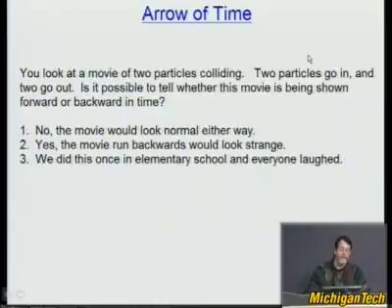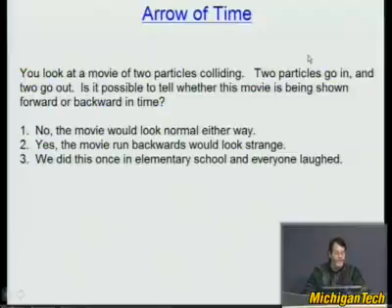Arrow of time. So let's start out with some concept questions, which I like. You look at a movie of two particles colliding. Probably not a blockbuster. The two particles go in and two particles go out. Is it possible to tell whether this movie is being shown forward or backward in time? These are the things that people think about that I've thought about for a while.